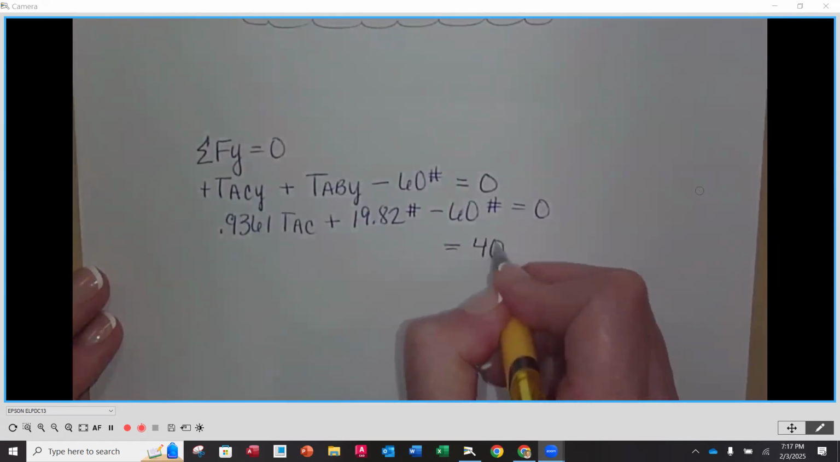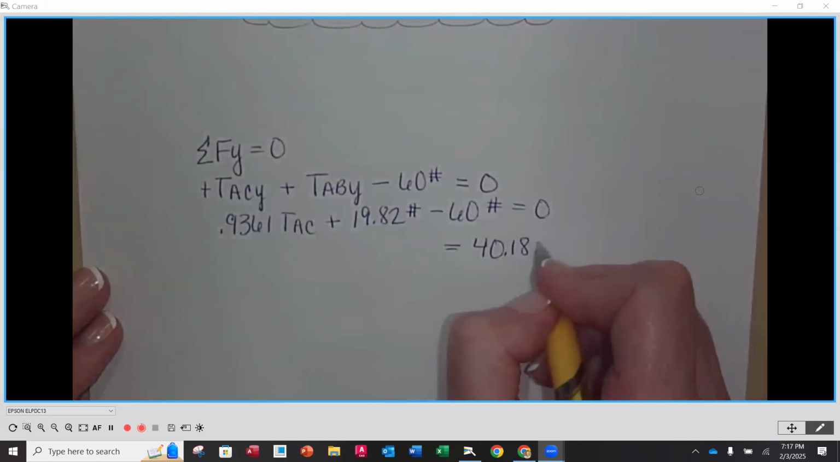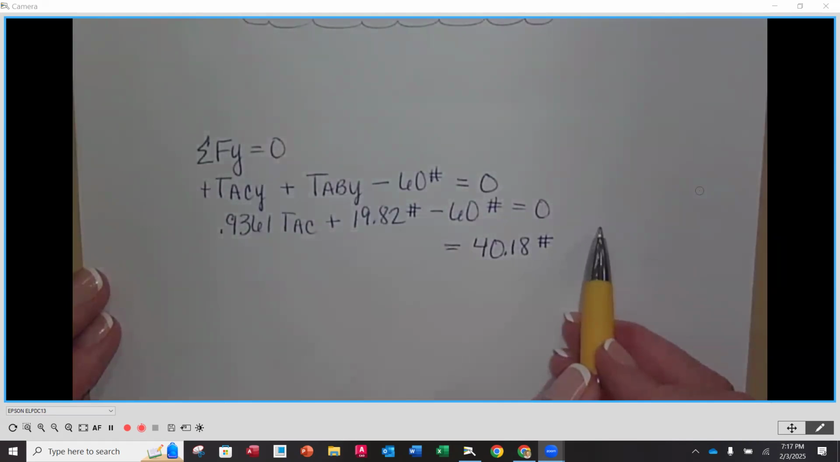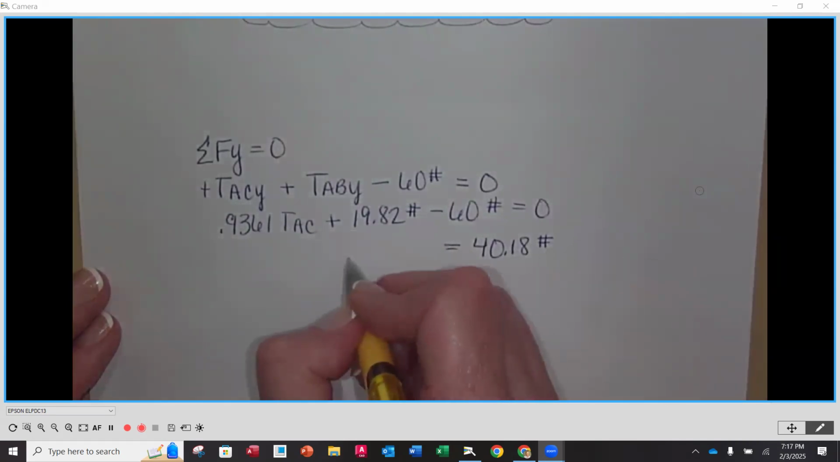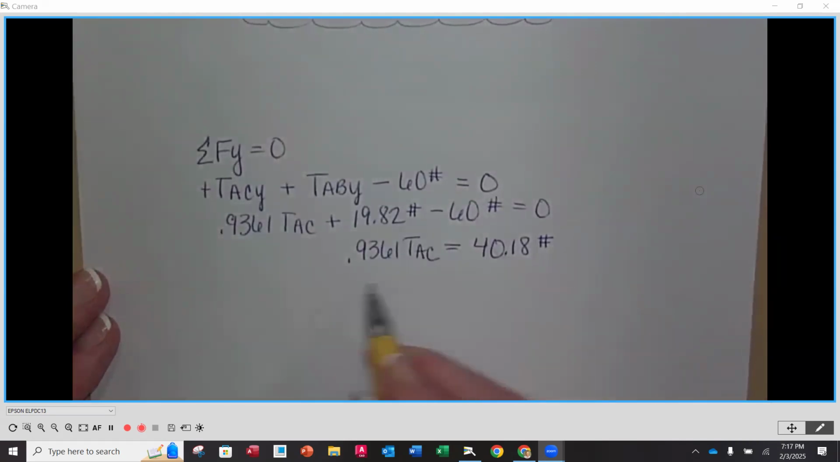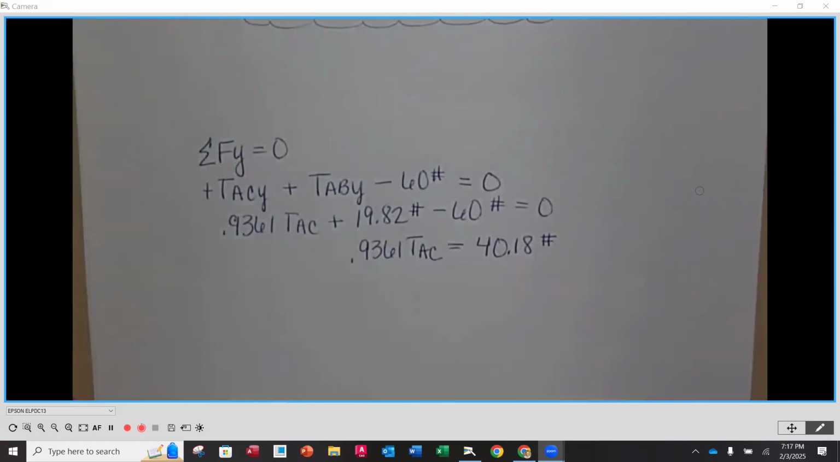I'm going to move that right to the other side right away. So then it becomes a positive 40.18 pounds, right? So I combine these two over here. It was a negative 40.18. I went to the other side with it and made it positive over here. So then I've got 0.9361 TAC. That means that TAC is my only unknown here, right? Cool. Good. I don't even have to do any of that substitution business.